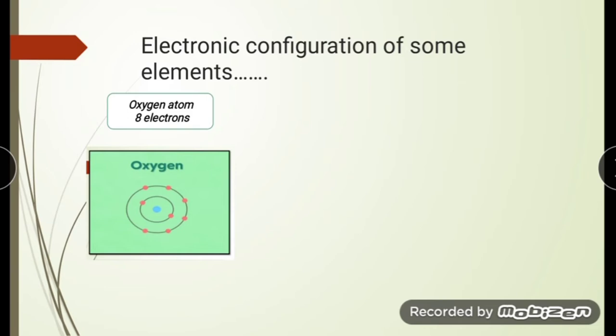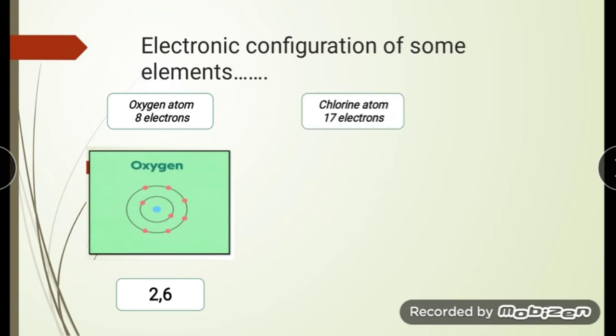We have the K, L, M shells, the names of the shells. So in the K shell, by rule, there should be 2 and the remaining 6 electrons are accommodated in the next shell, that is the L shell. That means the electronic configuration of the oxygen atom is 2, 6. Understood? Let's see one more example.